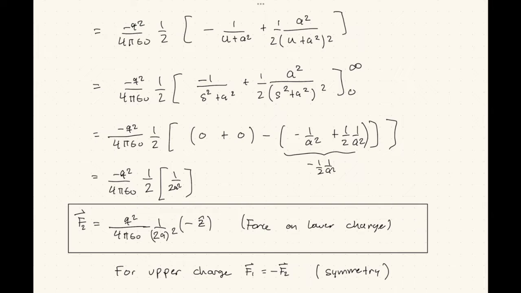For the upper charge, the signs simply switch. To check this is okay, we got that the force points in the minus z direction. And if you remember, we worked on the lower charge, which is down here. So this means that the force is downwards.